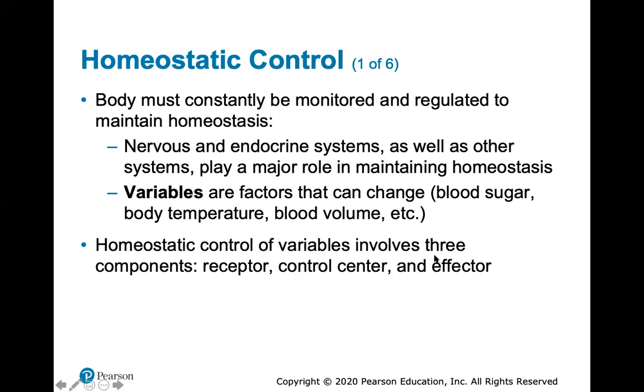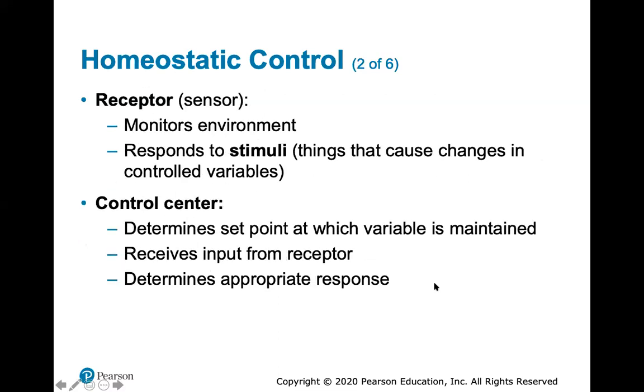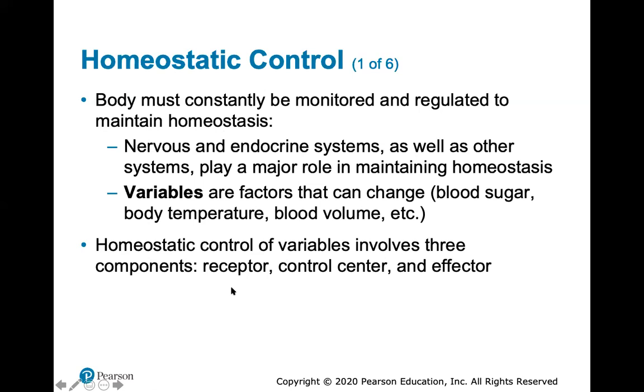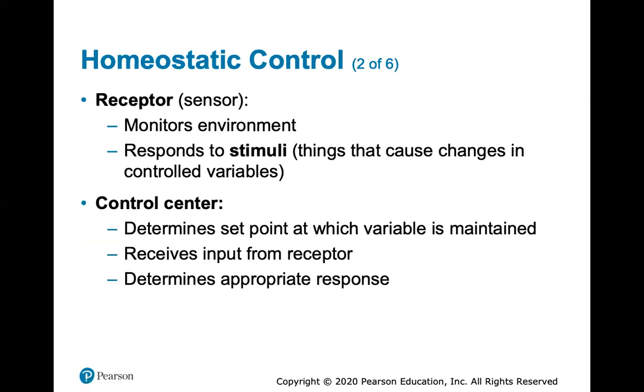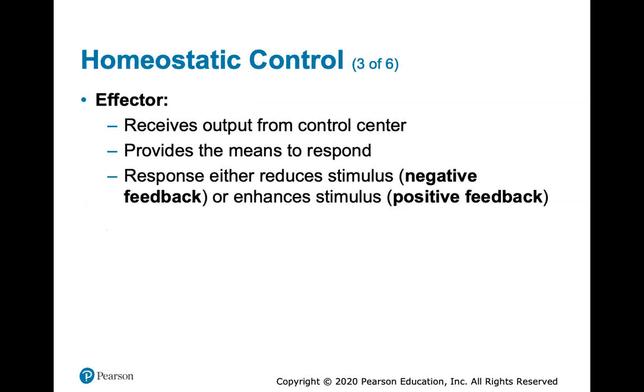Homeostatic controls involve three main components, which you should know: the receptor, the control center, and the effector. The receptor is any sort of sensor which monitors the environment, and it will respond to stimuli, which are things that cause changes in controlled variables. The control center is usually the brain or spinal cord. It will determine the set point at which the variable is maintained. If that's body temperature, that's 37 degrees. It will receive input from the receptor, and it will determine an appropriate response.